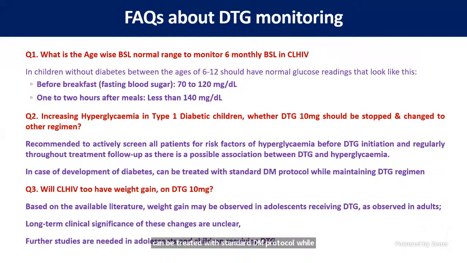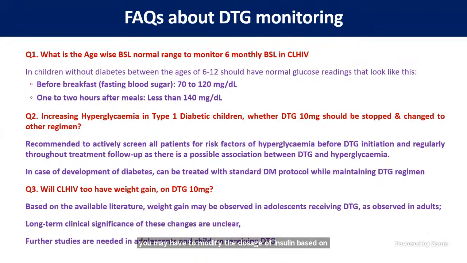Suppose the child is already a diagnosed case of type 1 diabetes, then you don't need to avoid giving DTG or change to another regimen, because this child is already on insulin. You may have to modify the dosage of insulin based on the control of glucose.